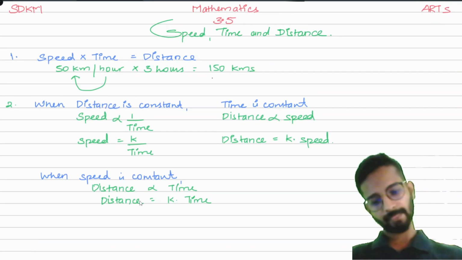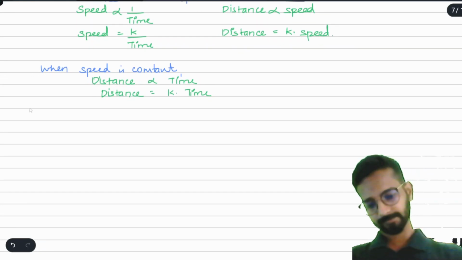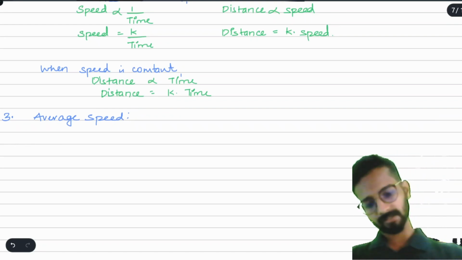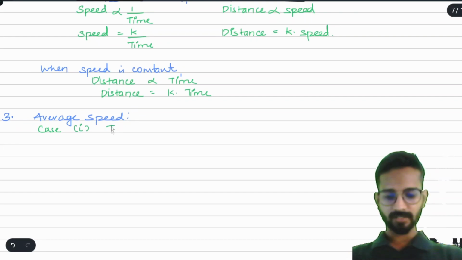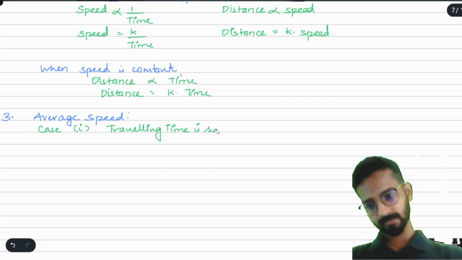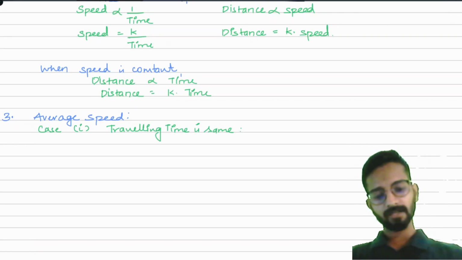Now see, point number 3 here is very important. It will come many times in our exercise. What is average speed? Be very careful. There are different cases, such as case number 1. If time is the same, when traveling time is the same, what does it mean? See, they want to say that traveling time is the same.